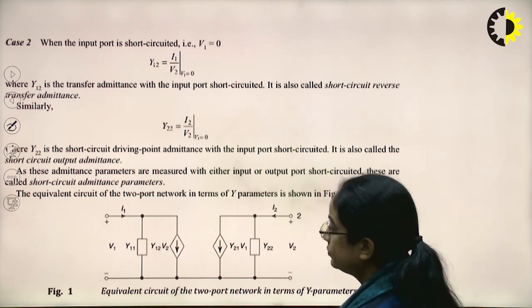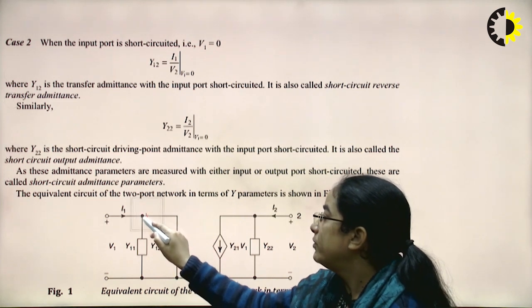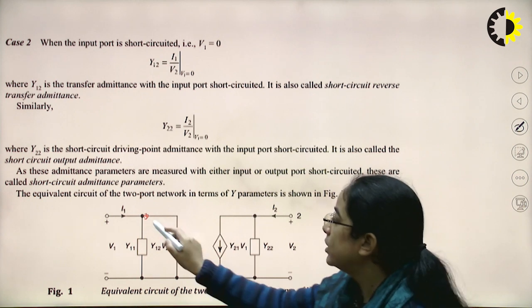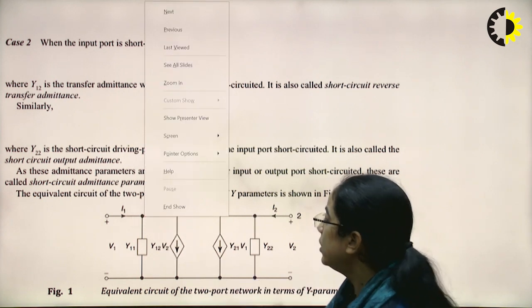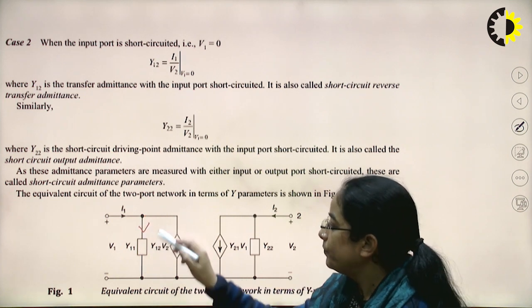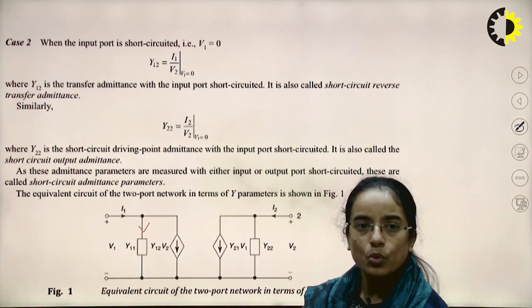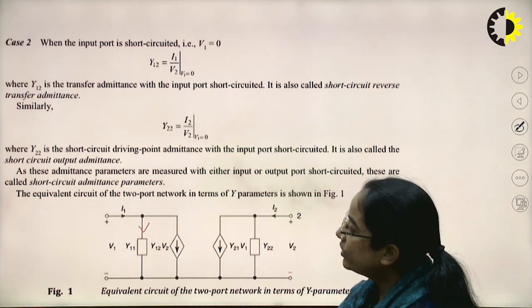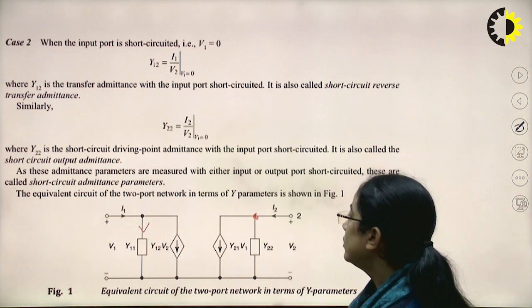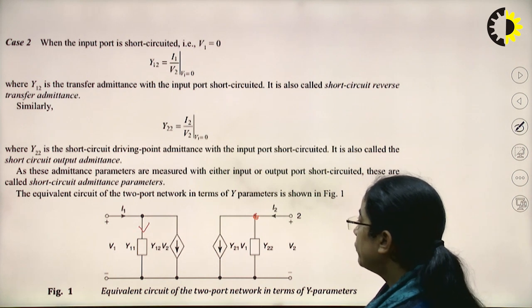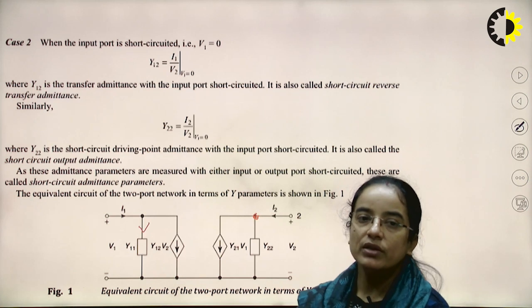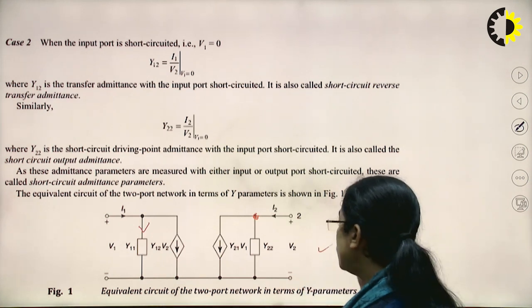Here I1 is the input current. Sorry, I1 is the input current, and the current in this path will be V1 into Y11. So I1 will be V1 into Y11 plus Y12 into V2. At this node we can write KCL. So I2 will be Y22 into V2 plus Y21 into V1. This is the equivalent circuit of the two-port network in terms of Y parameters.